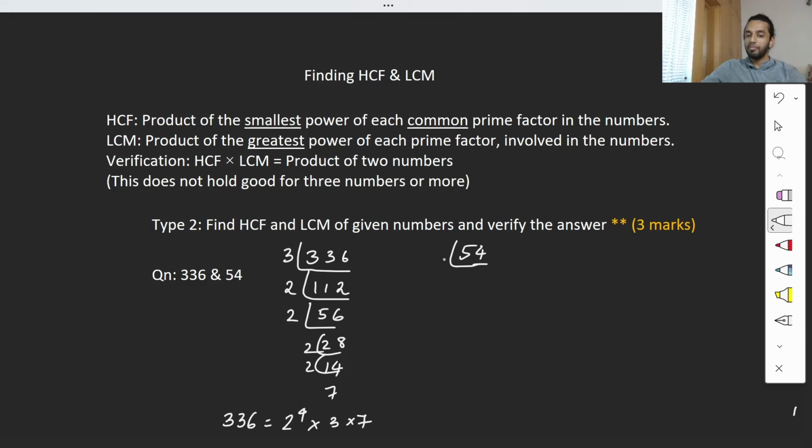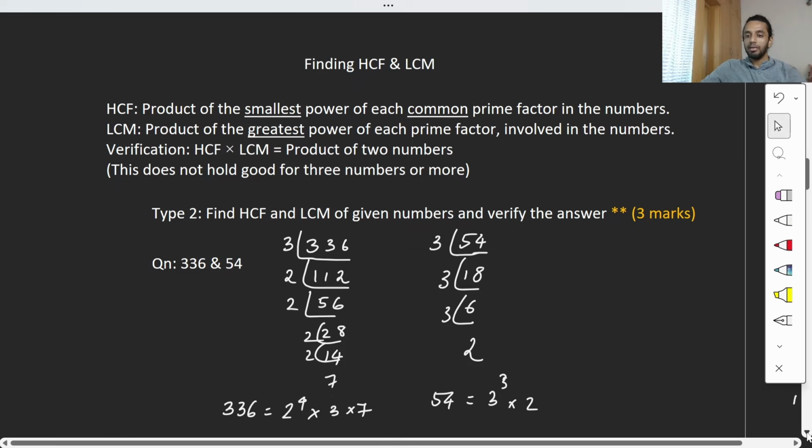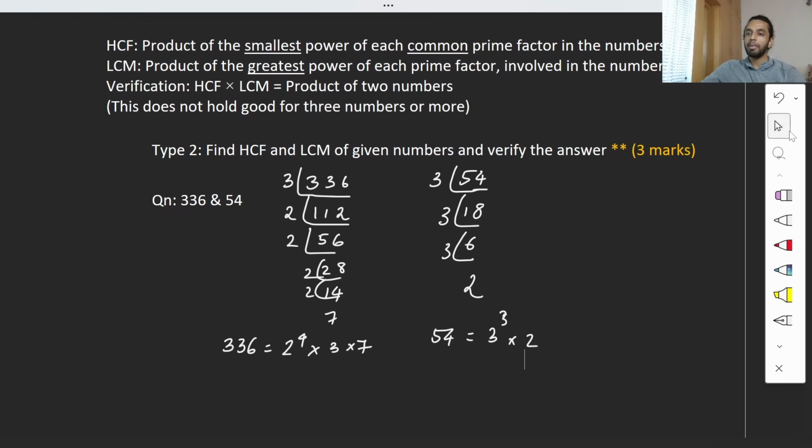Likewise, I am going to factorize 54. 5 plus 4 is 9, so it will be divisible by 3. 3 1s are 3, and 8. Again 3 6s, again 3 2s. So we are able to write 54 as 3 cube times 2. Once we have written it in this form, we need to get back to the concept. As given in this hint above, we know that HCF is nothing but the smallest power of each common prime factor.